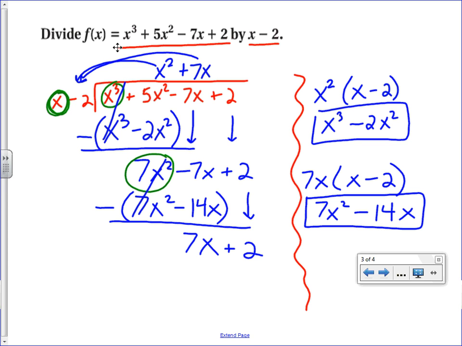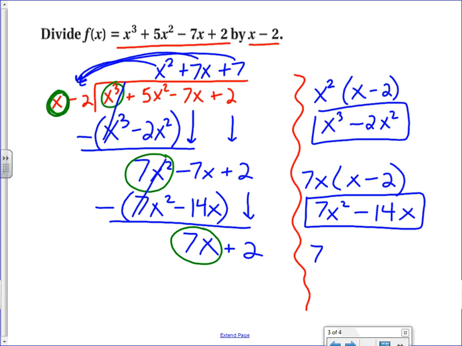Once more, do the same process again. First term is now just 7x, and we are taking out an x from that, which will leave us with only a plus 7. That's going to go in our answer line. And then we take that 7 and distribute it by the divisor. So 7 times x minus 2. You'll notice the divisor here, here, and here has been the same every time, right? We're just distributing it by x minus 2.